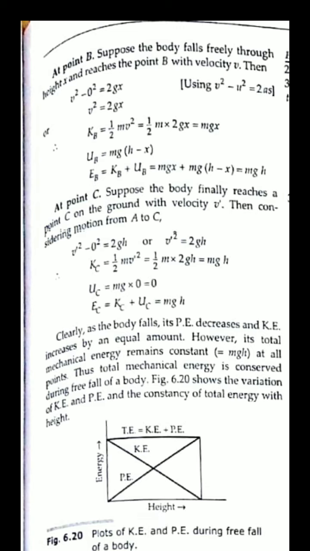So potential energy decreases and kinetic energy increases, and this increase and decrease will be equal. So we can say that the mechanical energy remains constant at all points. And if we plot the graph, we get this type of figure. Kinetic energy downwards, potential energy this side, and the line parallel to the x-axis will be total energy. This figure shows the variation of kinetic energy and potential energy and the constancy of total energy with height.